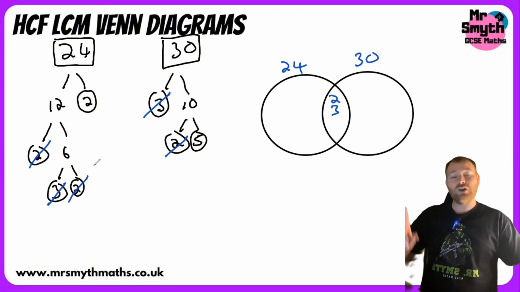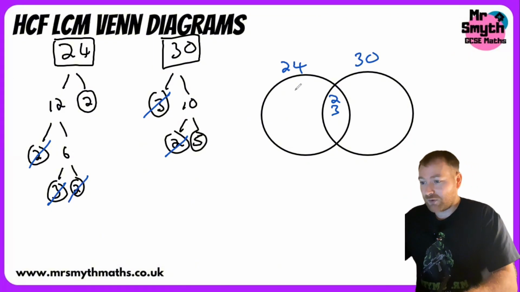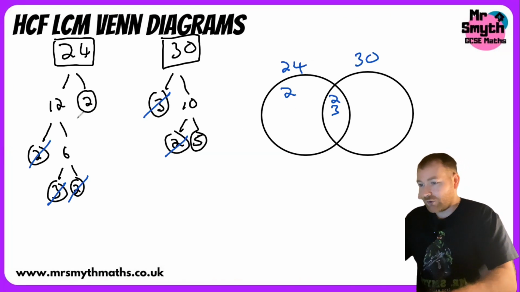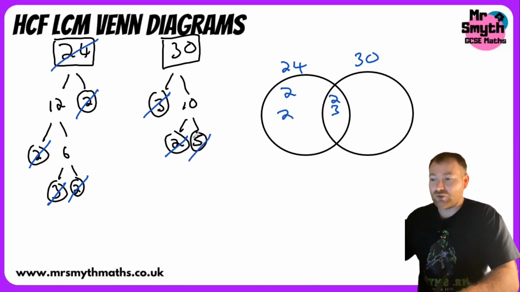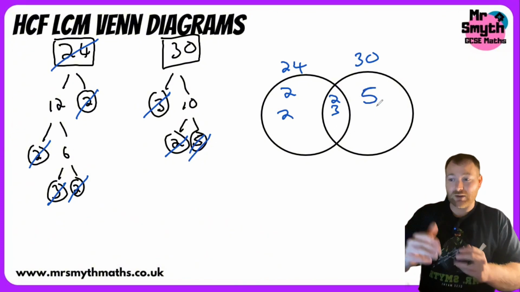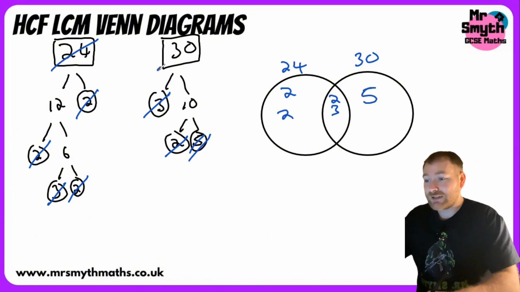Then I've got another 2 in just this 24. Notice that it doesn't occur in the 30, so that's where we put this 2, just in the 24. Okay, then I've got another 2 that goes in the 24. All the 24s are gone, so that one's done. And then in the 30, I've got just the number 5 left, and just the number 5 goes in just the 30. Okay, so that's them all done.